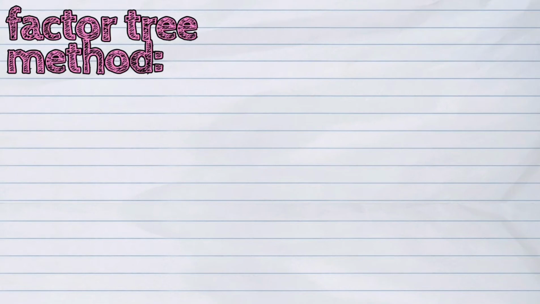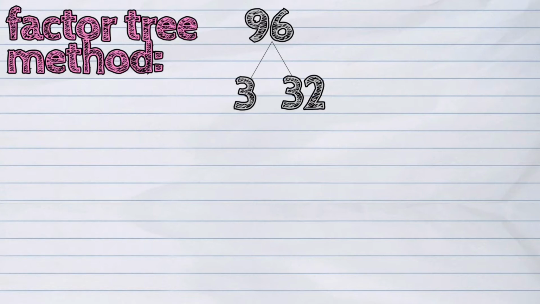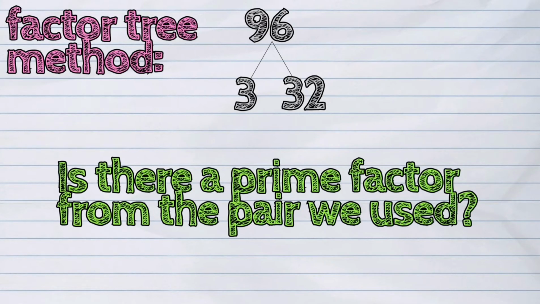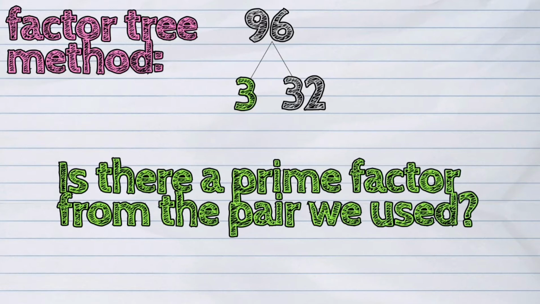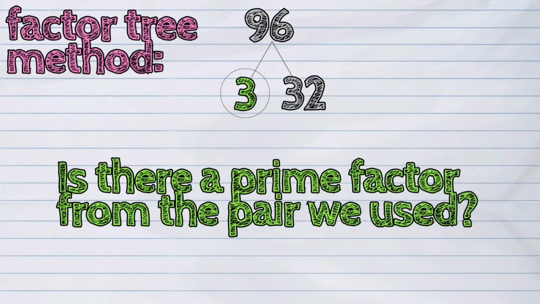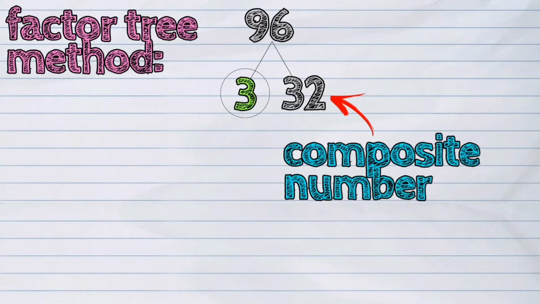So using the factor tree method, we write 96 at the top. Then we continue branching until all the numbers are primes. So 96, then 3 and 32. Step 2. Is there a prime factor from the pair we used? Yes, there is. 3 is a prime number. So we encircle it, meaning we don't have to get its factors any longer. 32 is a composite number, so we continue getting its factors.